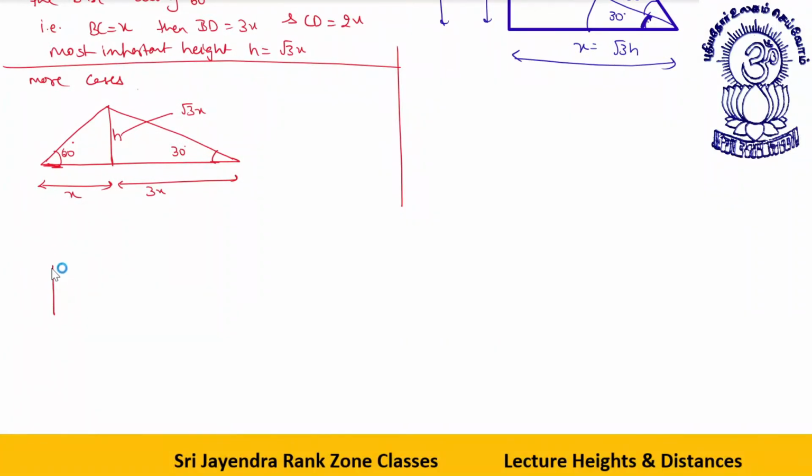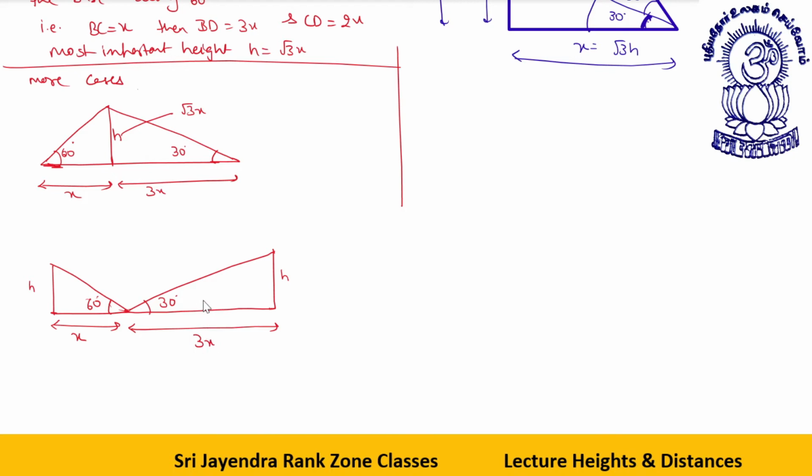One more on base of this. I can also say like this angle is 60 degree, this is height h, again I have a height h, this angle is 30 degree, again I have a height h. If this base is x, this will be 3x, 30 degree h, 60 degree h, and this h will be equal to what? This h will be root 3x. I am sure so far everything is clear to everyone.